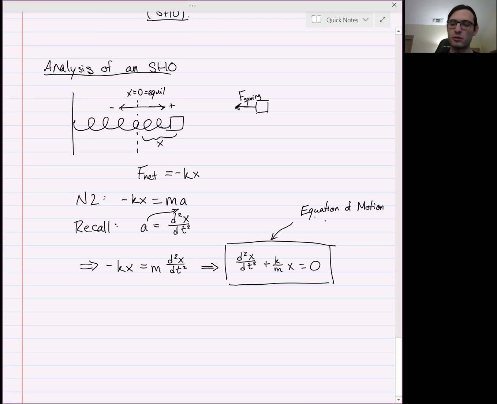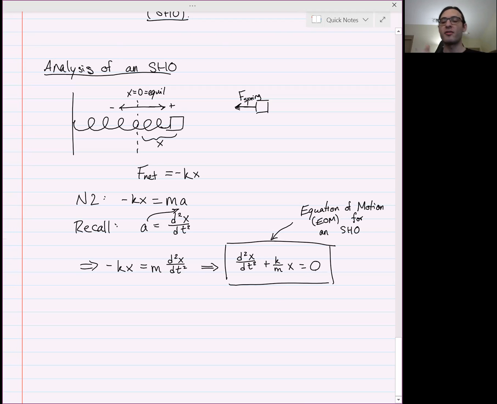For a simple harmonic oscillator, every simple harmonic oscillator will have an equation of motion that looks like this. Maybe the numbers are different. Maybe instead of having k and m there, maybe it's different variables. And maybe instead of being x, maybe it's z.